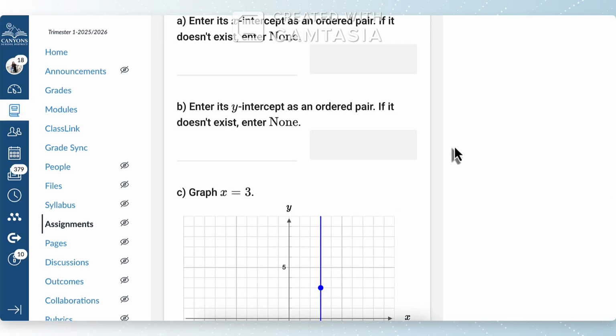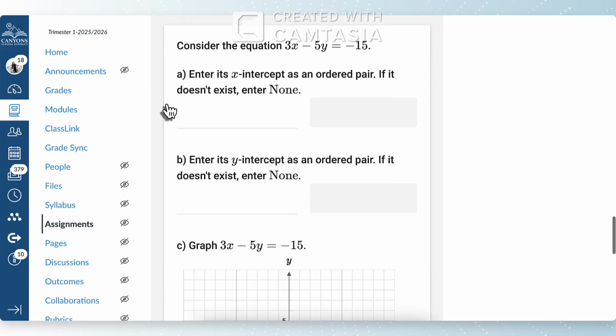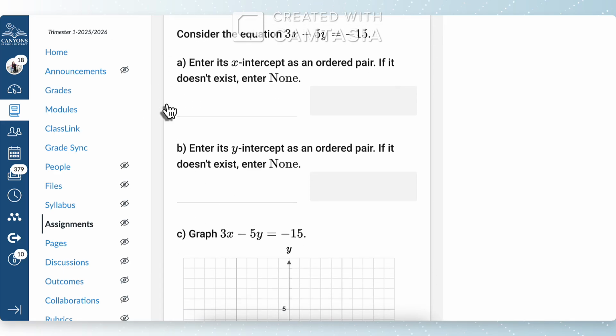For the next question, just linear intercepts. We know that it's an x-intercept when it crosses the x-axis, which means y is equal to 0. It's a y-intercept when it crosses the y-axis, so x is equal to 0. We're going to plug these points into the equation and then solve.